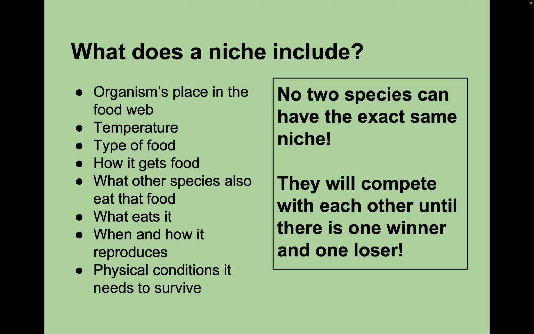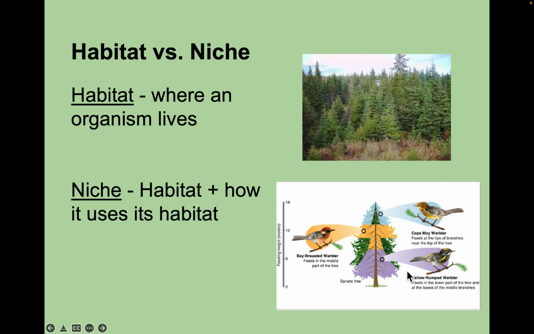Here's some things that are included in a niche. So, where you are in the food web, what temperature you like, what type of food you eat, how you get your food, what other species also eat that food, who eats you, how you reproduce, the weather you like, temperature, all that. The important thing to remember is no two species can have the exact same niche. If they do, they're going to compete with each other, and there's going to be a winner and there's going to be a loser. So these birds live in the same habitat, the same tree, but they do not have the same niche. They don't use the tree in exactly the same way.